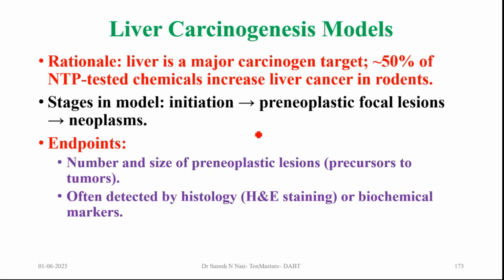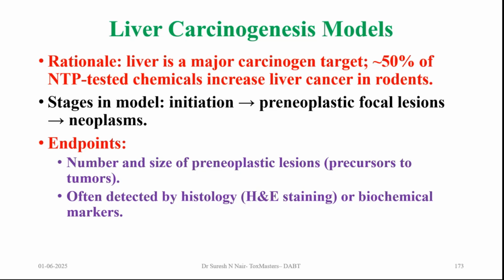In case of the liver carcinogenesis model, the rationale is that liver is a major carcinogenic target. And 50% of the NTP testing, I will mention the principles later, because here in the textbook it is given as a very small sentence only. NTP I will tell you in detail. I will give you the PPT in detail. The stages will include the initiation, pre-neoplastic and the neoplastic endpoints.